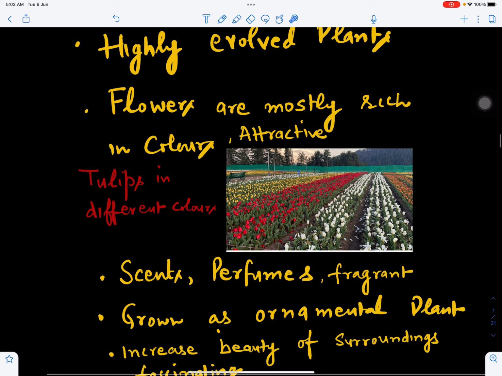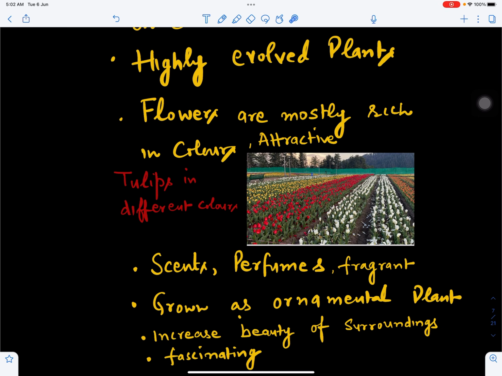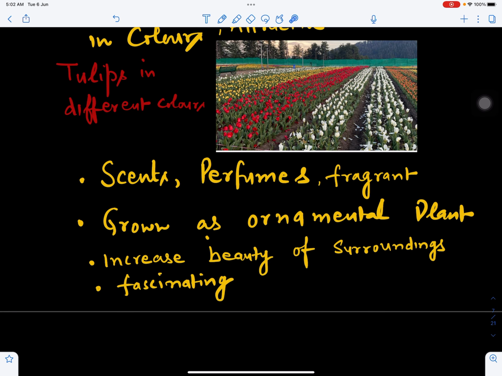They are found in different colors. They increase the beauty and they are good to look at, so they are attractive in nature. We can see here, this is the garden of the tulip, which is found in different colors. This is found in Jammu and Kashmir. They give fragrance, perfumes, scent, and they increase the beauty of the surroundings as we discussed. So the plants which increase the beauty of the surroundings are also called ornamental plants. They're quite fascinating. They attract us by different colors.